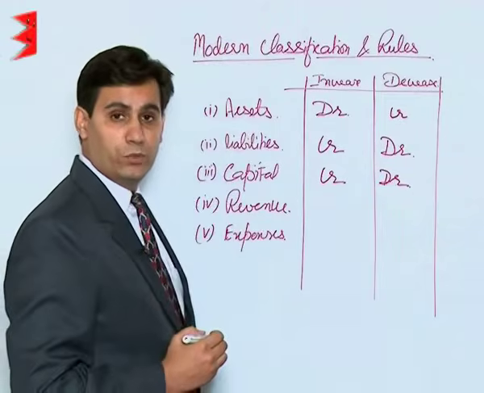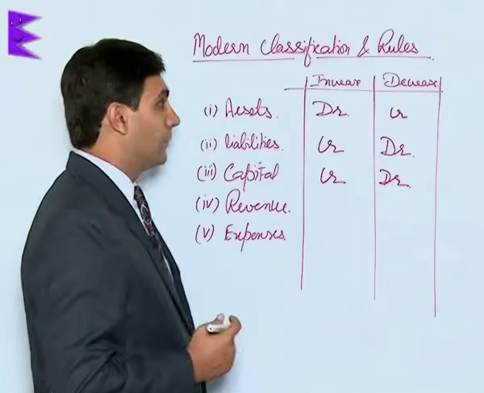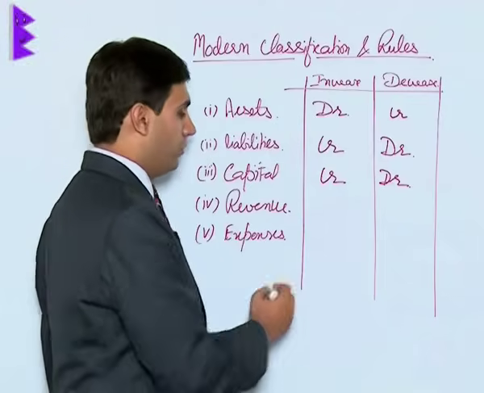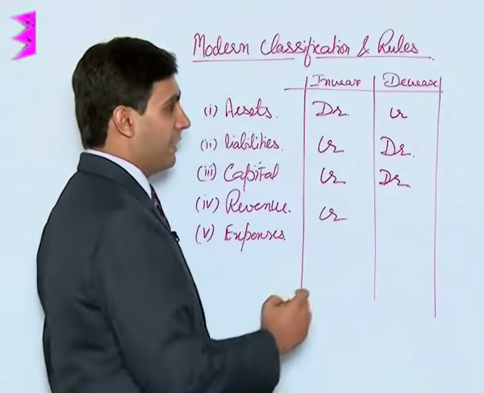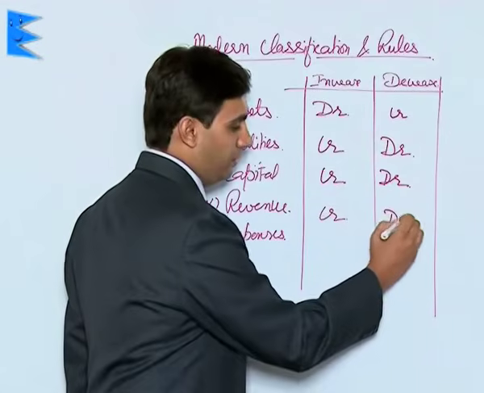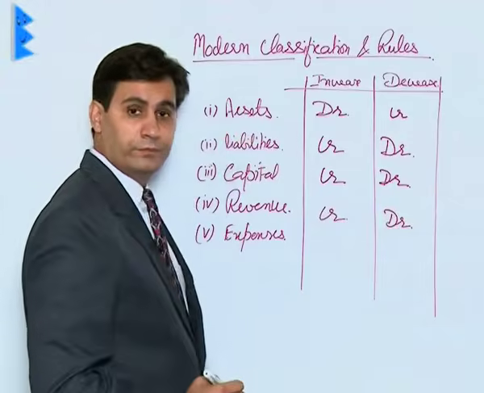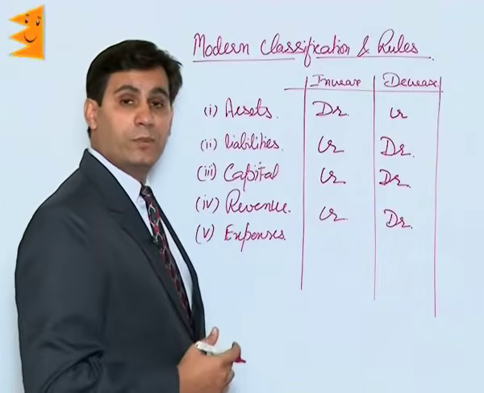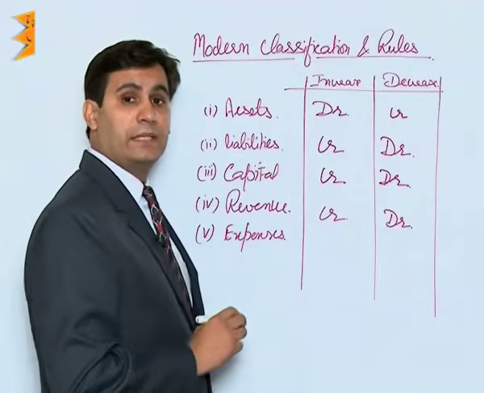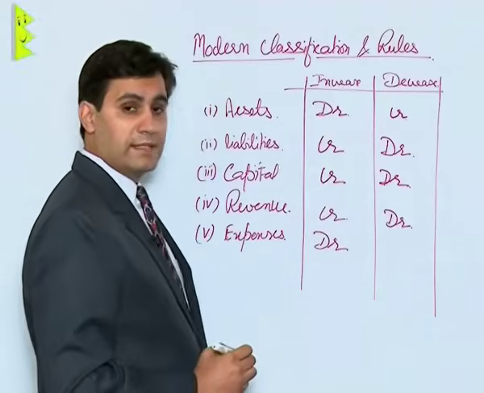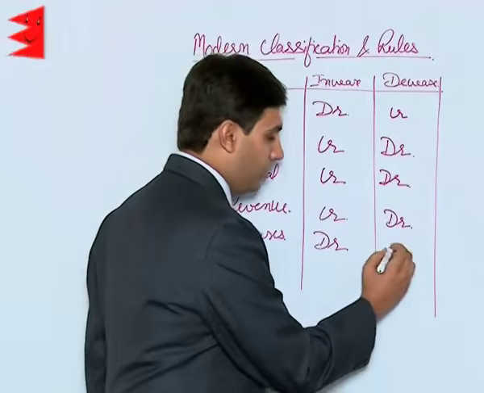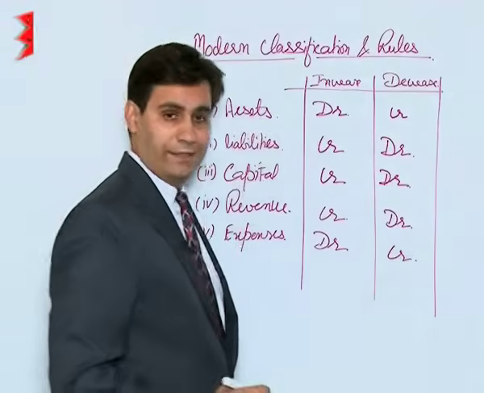Coming to revenues, there are incomes. Any increase in the revenue should be credited, whereas any decrease should be debited. And it is exactly the opposite for expenses. Any increase in the expense should be debited, whereas any decrease in this amount should be credited.